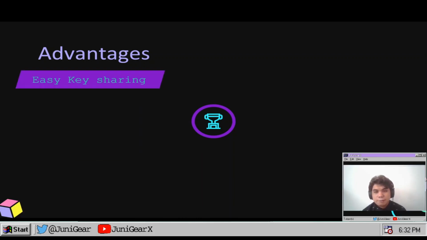Advantages, okay, here it is. First, it's the easy key sharing. Since this is an asymmetric encryption, there are 2 keys. The only key you need to give to the other person is the public key, right? So you're gonna encrypt the text, send it to you, and you're gonna decrypt it, just like that.